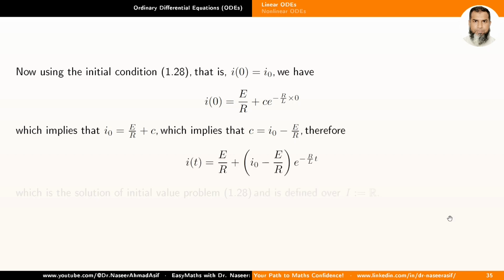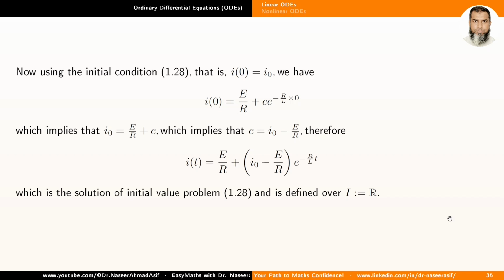Therefore I of t is equal to E over R plus I naught minus E over R into exponential minus R over L into t, which is the solution of the initial value problem 1.28 and is defined over I is equal to R. That's it for today.